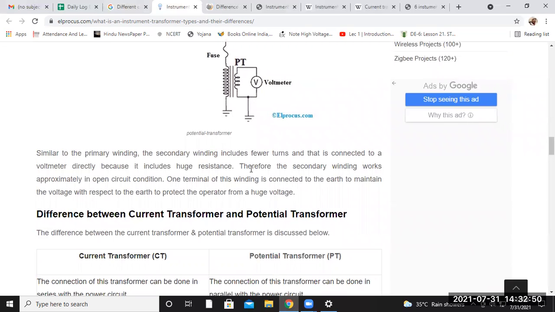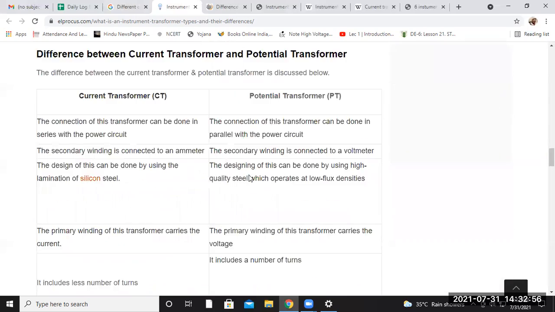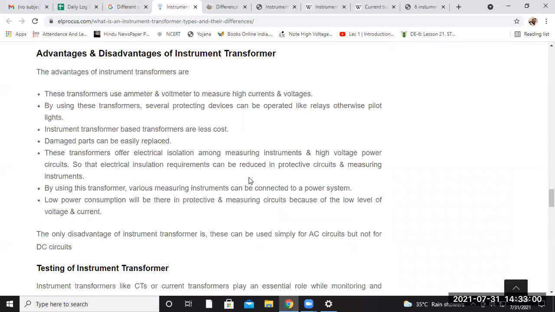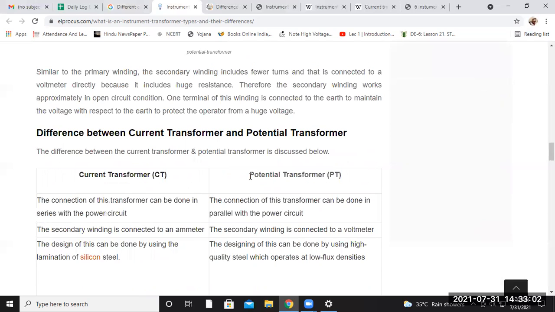Now, what is the difference between your current transformer and potential transformer? It is written in this format. There are a number of points given in the current transformer, potential transformer difference. So let us go through them one by one.